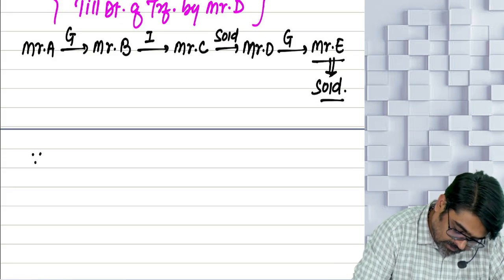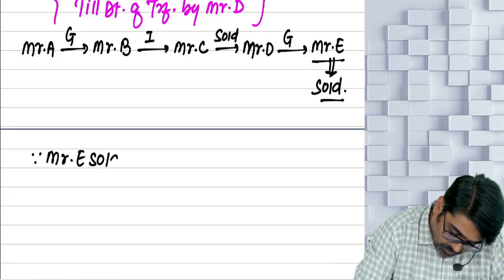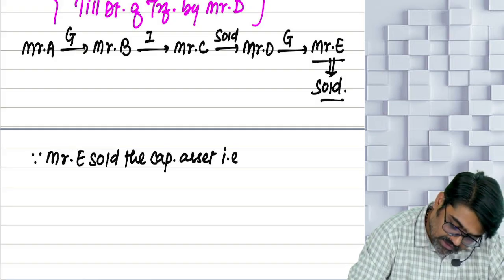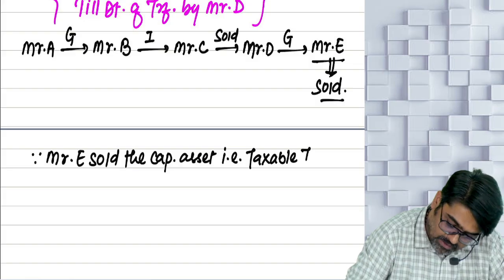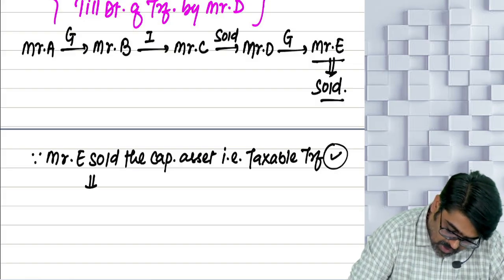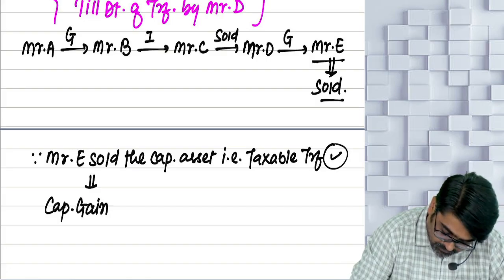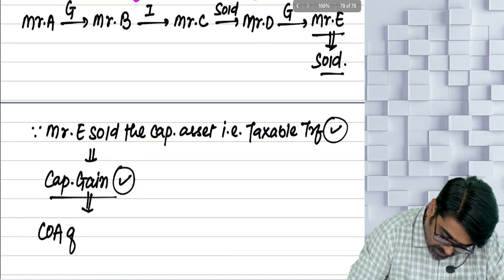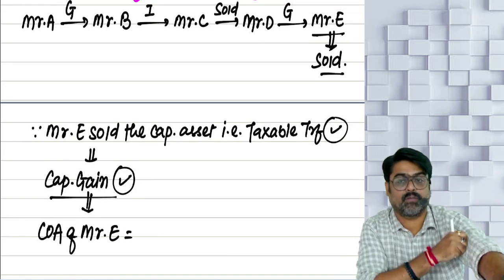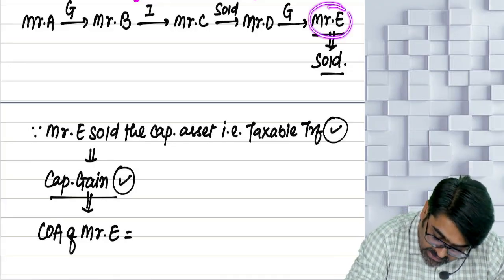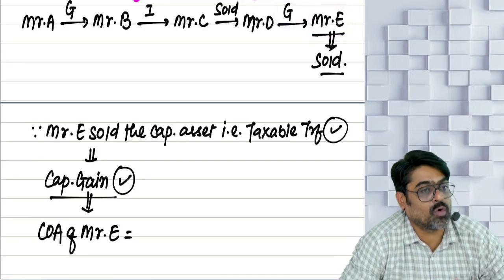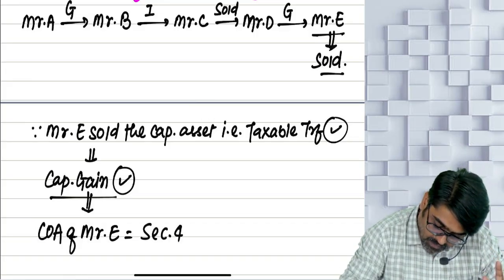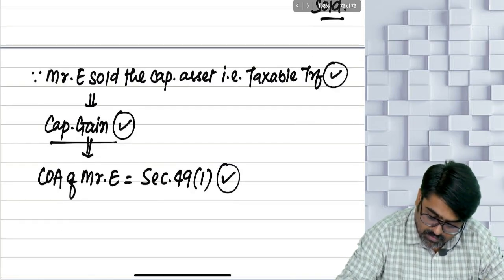So tell me, since Mr. E sold the capital asset, which transfer is that? Taxable transfer. Done, sir. Capital gain will be calculated or not? Capital gain for Mr. E will be calculated, no? Now to calculate this capital gain, what will be the cost of acquisition which Mr. E will take? Come on, tell me. First of all, Mr. E has acquired the asset by way of gift, meaning a mode specified under section 49(1). So the cost for Mr. E will be as per section 49(1). Guys, do you agree? Now what will be the cost?